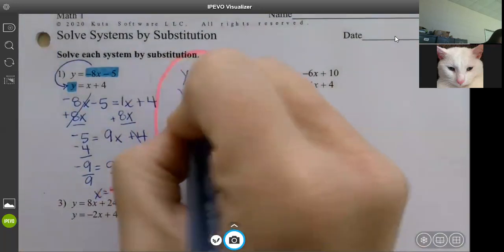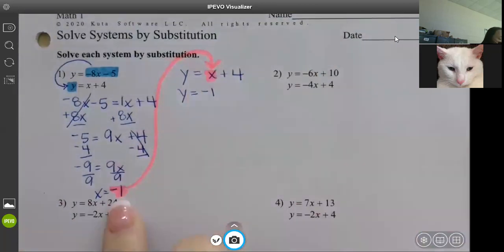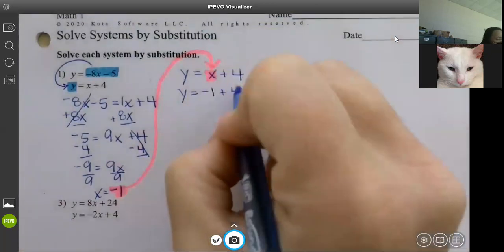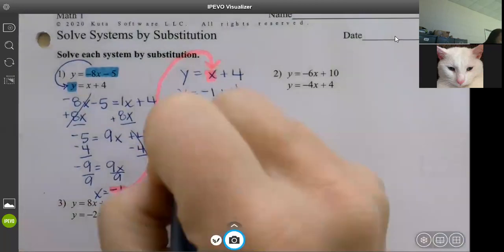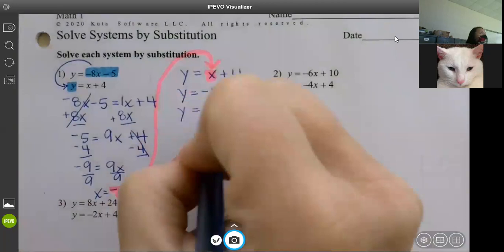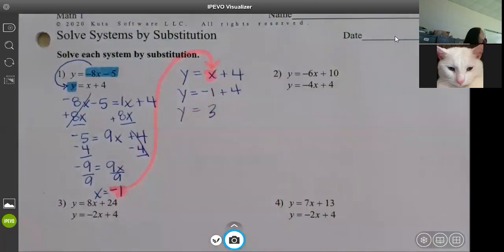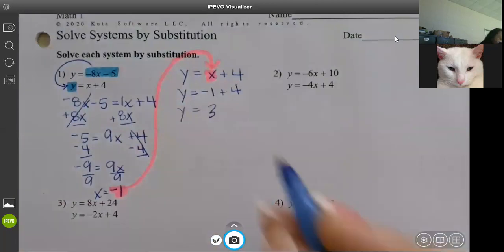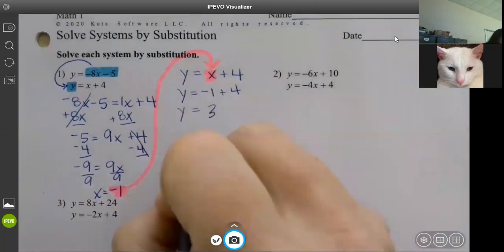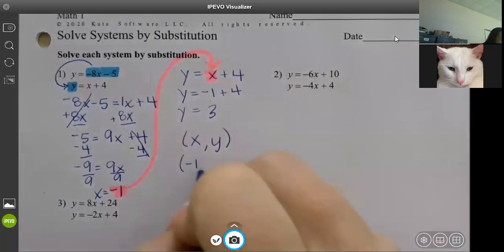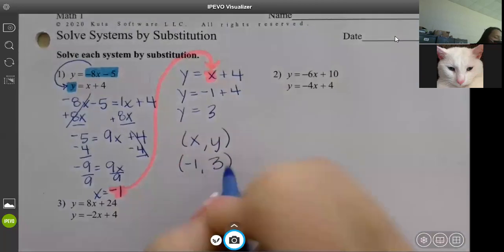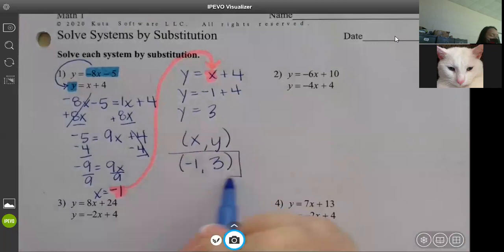Y equals, instead of x, we said x was negative 1 right here, plus 4. So you're just plugging it in. Negative 1 plus 4 is positive 3. Once you get your y, you're completely finished. You can either leave it like this, or if you have multiple choice, you will see it written as an x, y coordinate. Our x was negative 1. Our y was 3. This is your final answer.